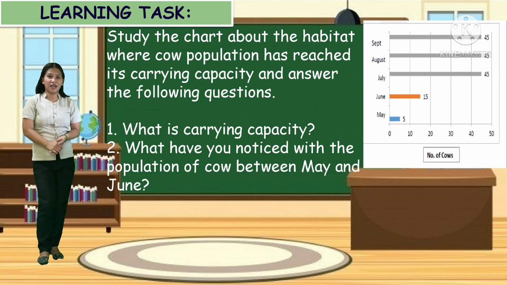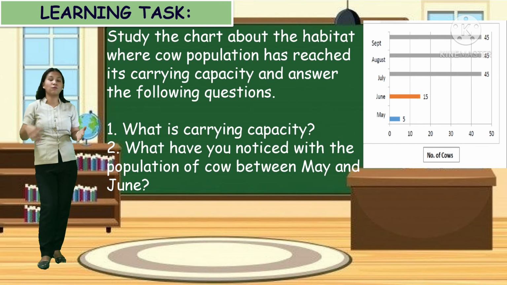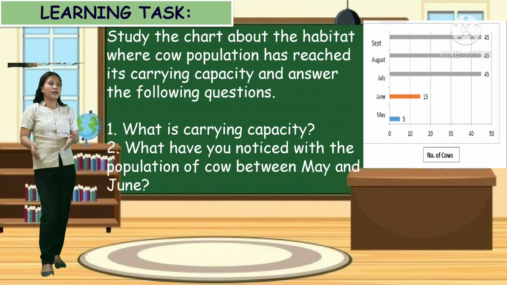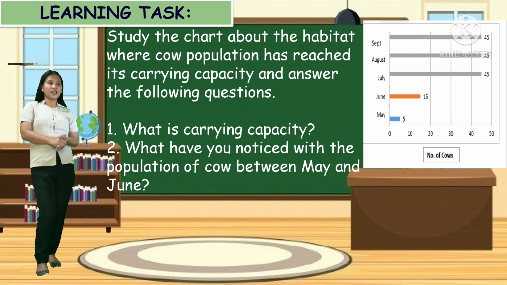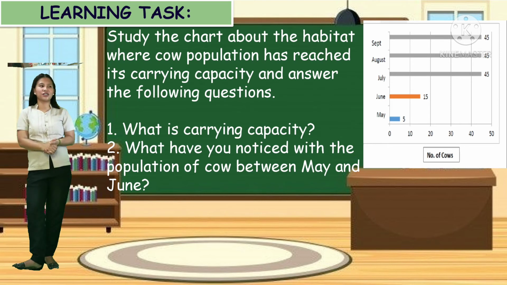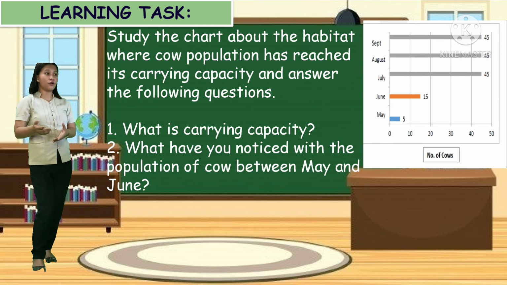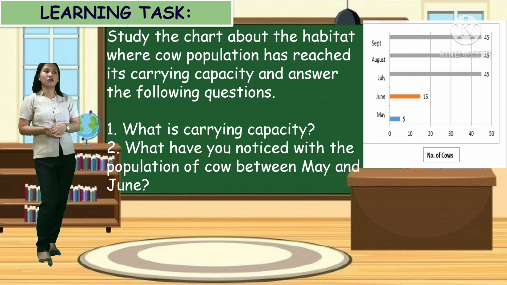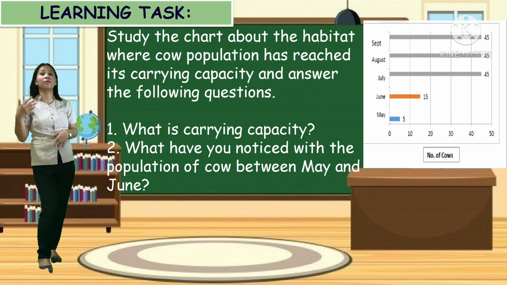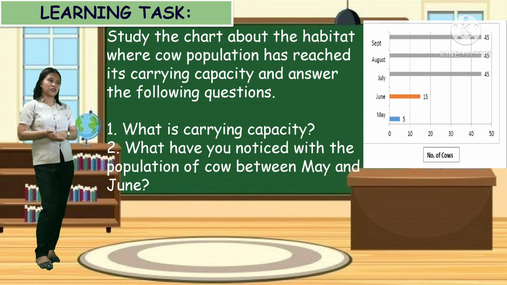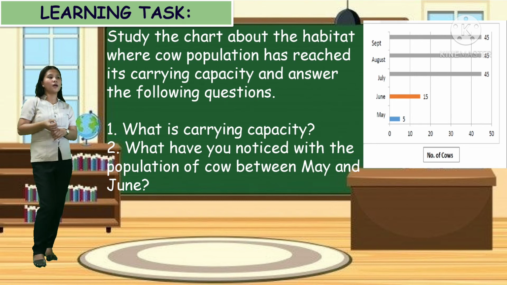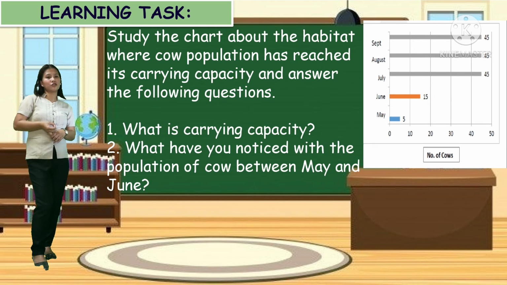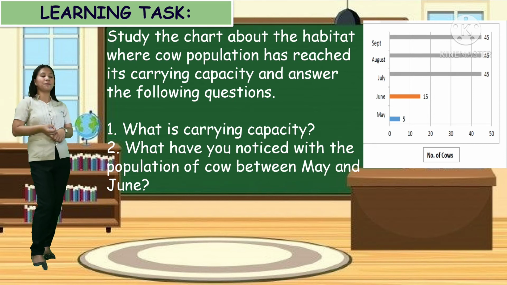We're done with our discussion. So let us now apply what we have learned with our lesson. Let's answer engagement based learning task 2 on page 3 in your LEAP module material. So this is your activity. You will study the chart about the habitat where cow population has reached its carrying capacity and answer the following questions. Question number 1, what is carrying capacity? And question number 2, what have you noticed with the population of cow between May and June?